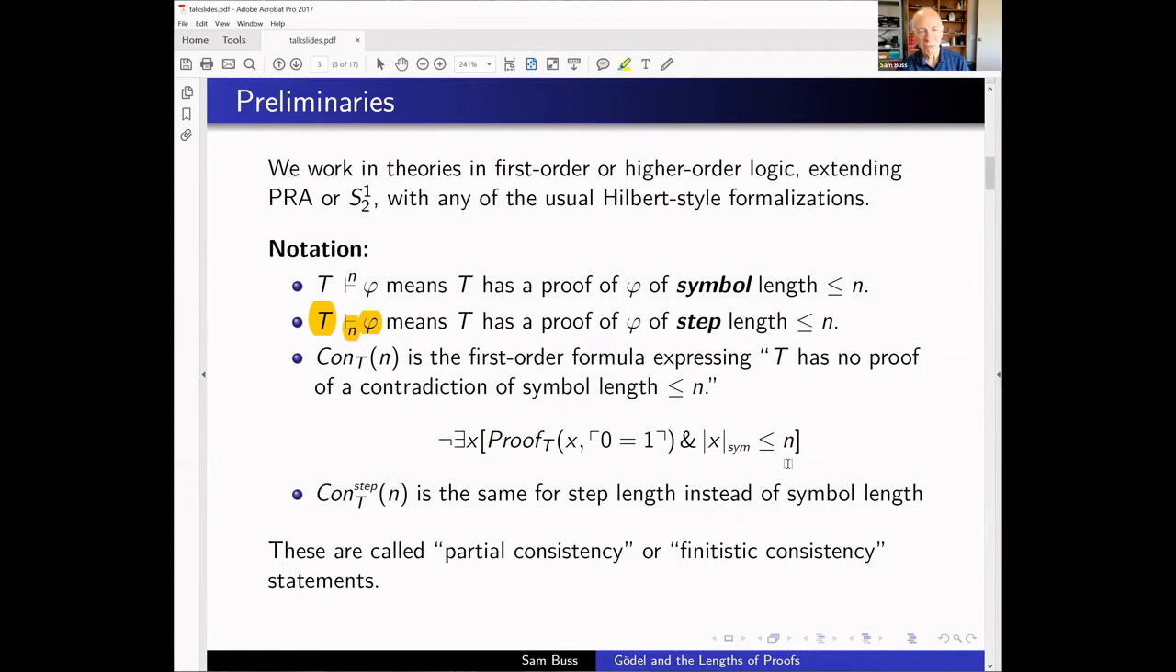And I think everyone's familiar with how this is done in Gödel's incompleteness theorems, and so in the second incompleteness theorem. So I will just say that we're working in theories where this can be done in a natural way. And with a superscript step, Con_T^step(n) is the same assertion, but for step length instead of symbol length. These are called partial consistency statements or finitistic consistency statements. To the best of my knowledge, they were probably considered first by Harvey Friedman and Pavel Pudlák in the papers I'll mention on the next slides. But again, if anyone knows more of the history of this than I do, it'd be great to hear it.